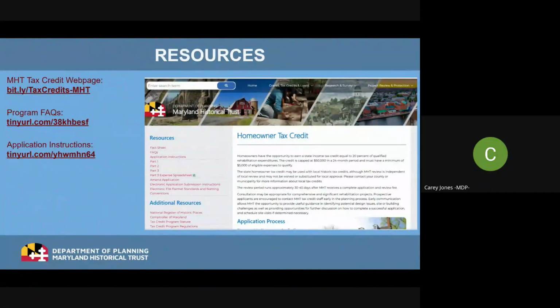You can find these resources and staff contacts on our website. Information available on our website includes the application forms and instructions, an FAQ document, and information on submitting an electronic application, as well as links to some of the information I mentioned from the National Park Service.